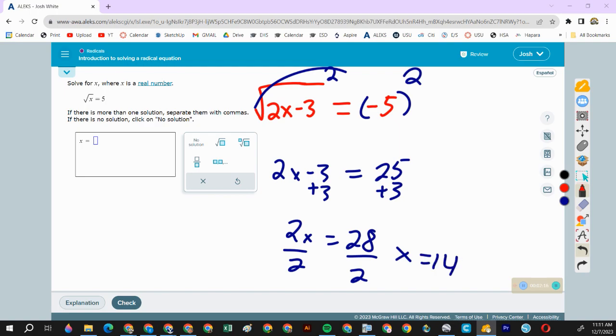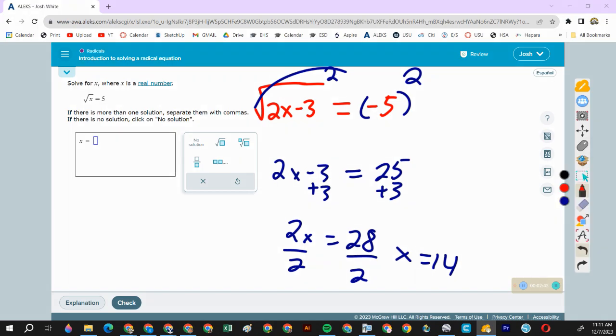Everybody good? That's wrong. I'm not good. I didn't trick you, but nobody caught the mistake. It's no solution. Yeah, no solution. Now, can anybody tell me why?